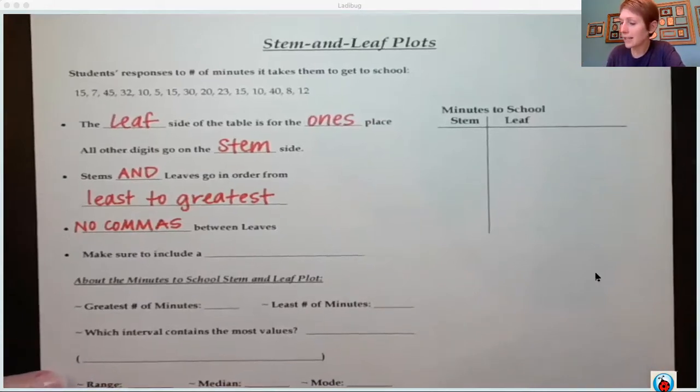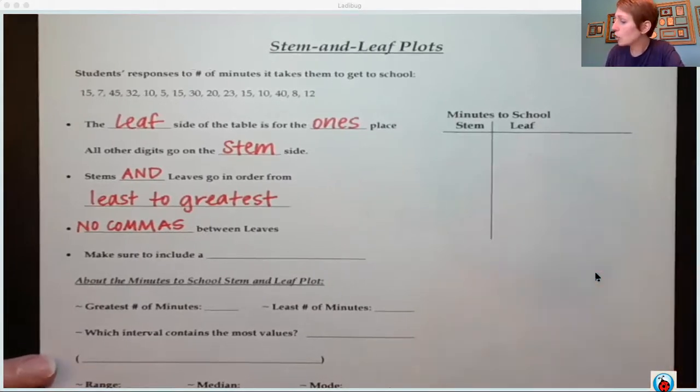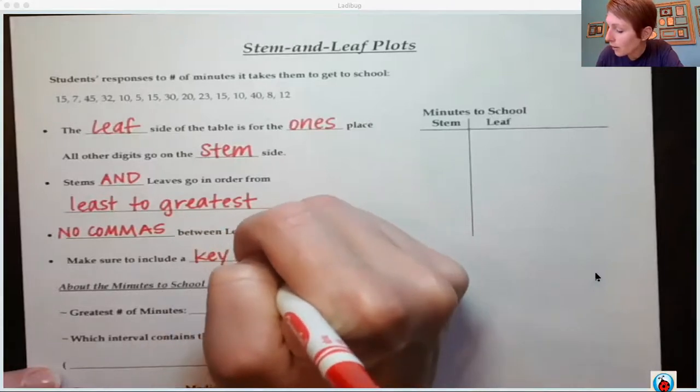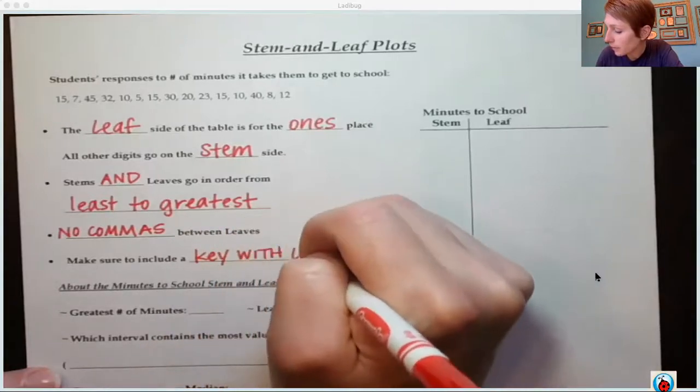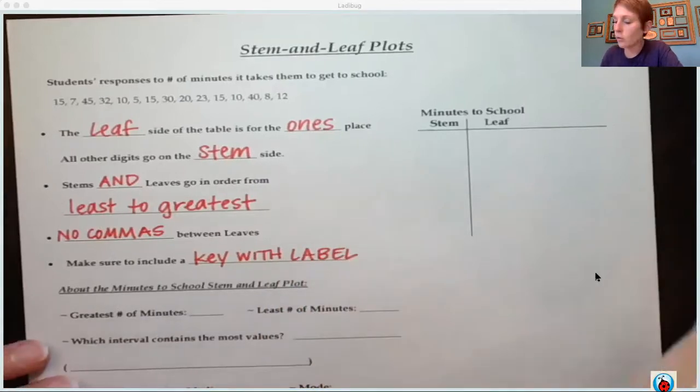Last but not least, in order to read the stem and leaf plot, we need to make sure to include a key with a label, okay? So those are our steps. Let me show you what they're all going to look like.